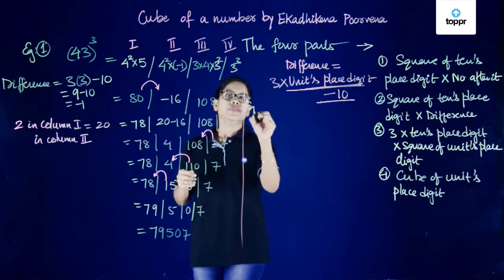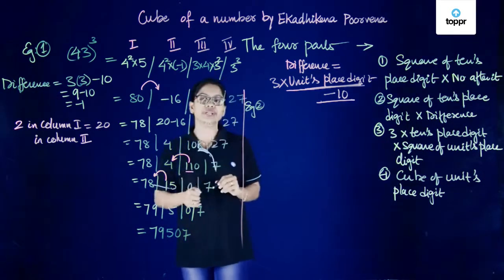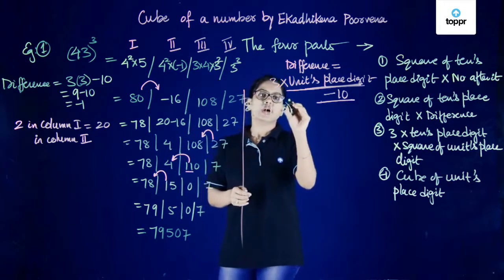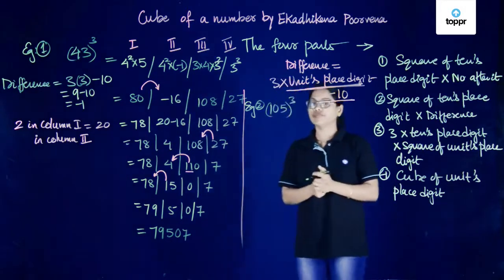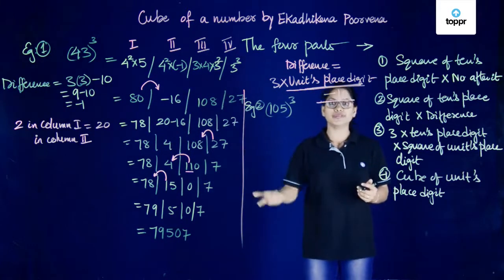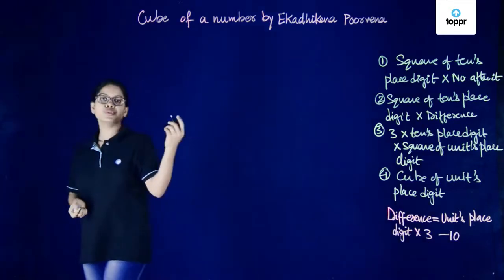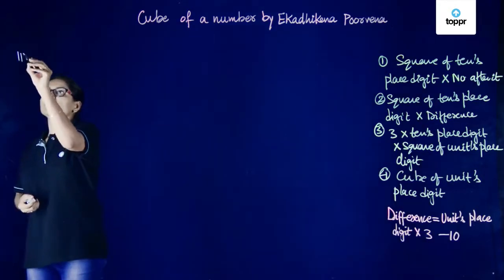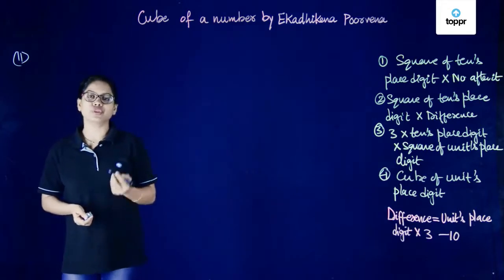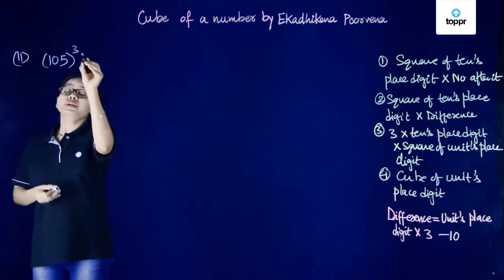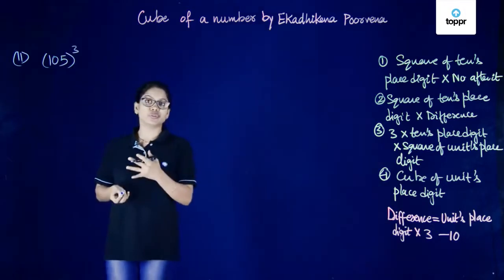Second example, if we start with a 3-digit number, let's try and find the cube of 105. Now, if you are finding the cube of 105, like before, we need the difference first. Let's now find the cube of another number using the same method that we discussed. So in the second case, if we want to find the cube of a number, let it be 105. Now, here's a number that has got 3 digits.